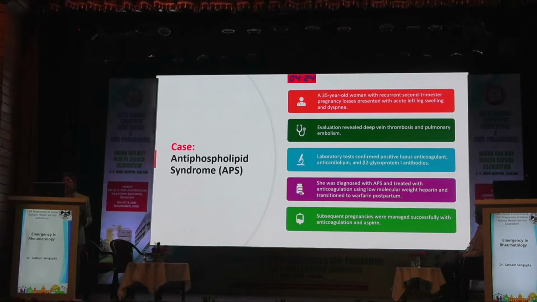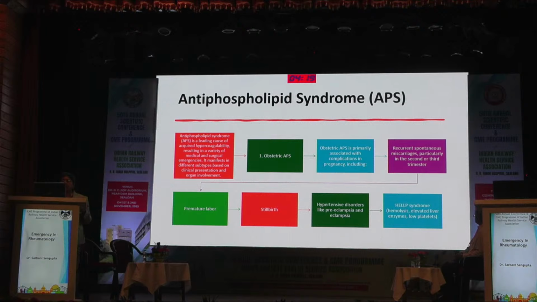Another unique condition is antiphospholipid syndrome. It mostly affects young persons, especially young women. It has two prongs. One is the obstetric prong, which causes recurrent spontaneous abortions, particularly in the second or third trimester of pregnancy, or stillbirth, or even hypertensive disorders like preeclampsia or eclampsia.